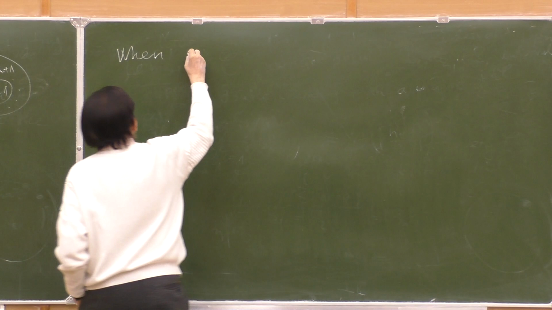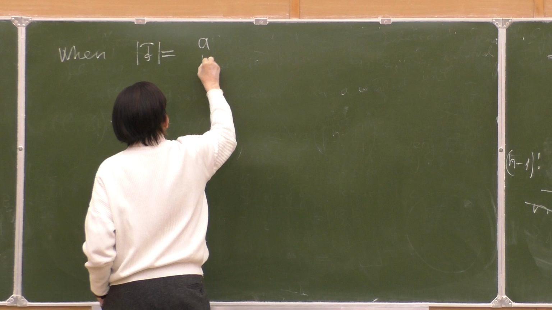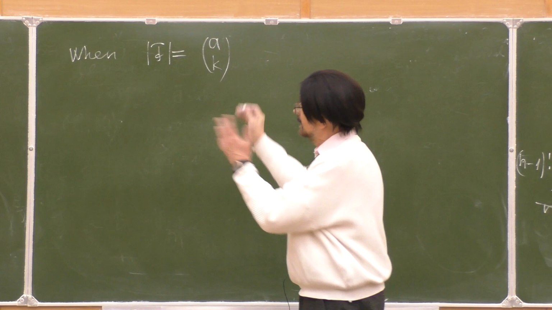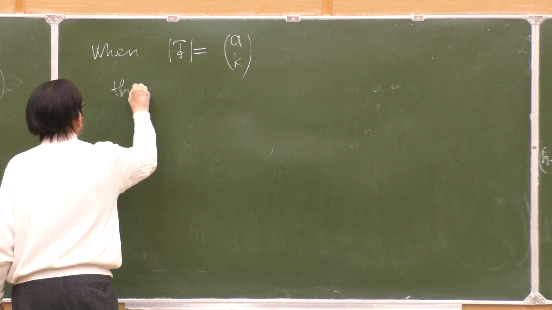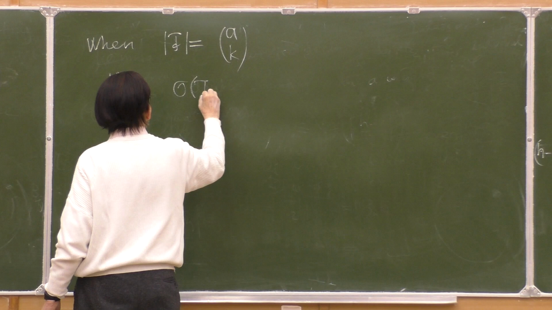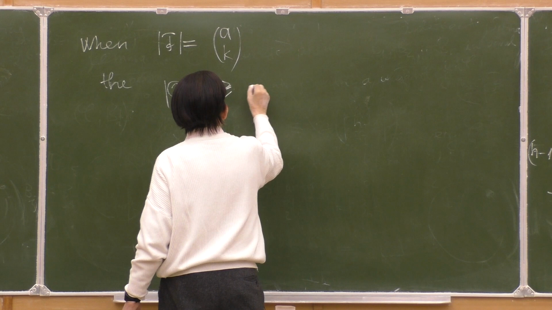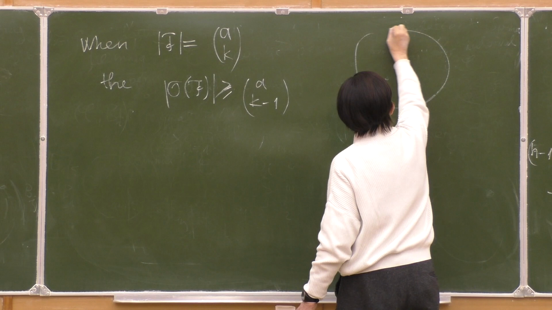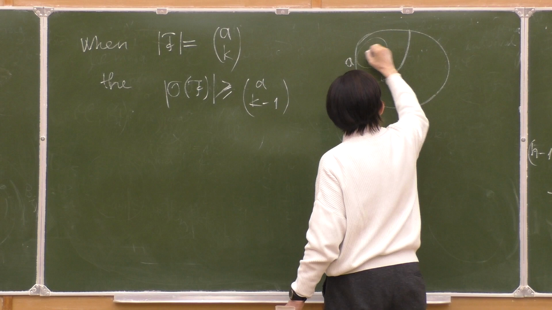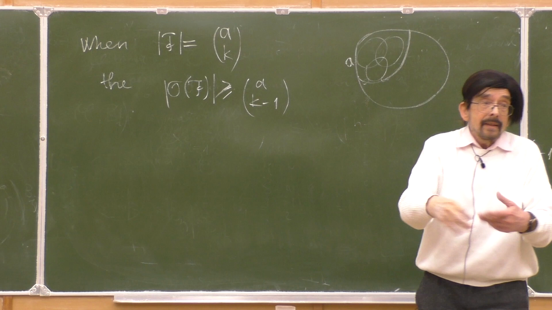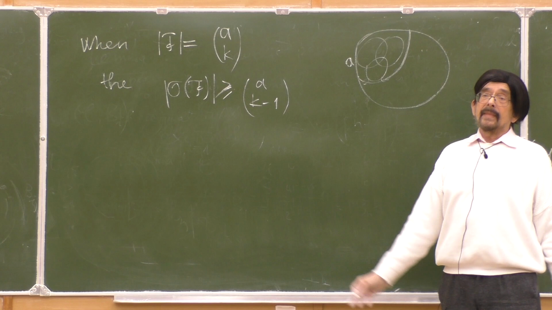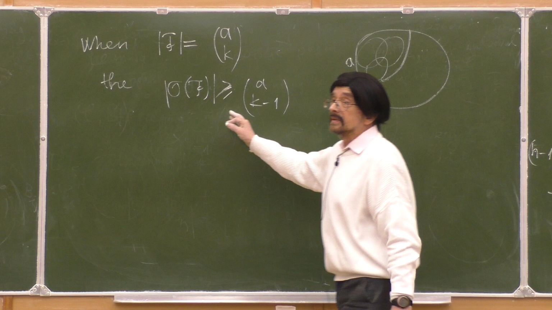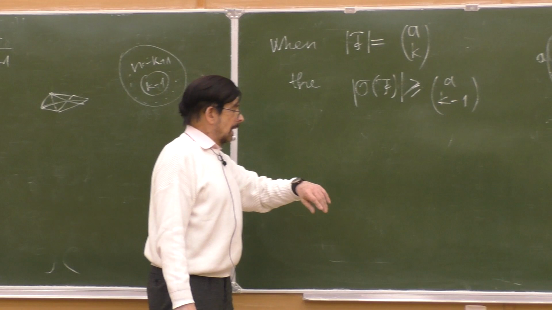When the size of F is equal to a choose k, so it's a nice number, then you take an a element set and all k element subsets, and then deleting the elements one by one, you get all k minus 1 element sets. So you can construct this, and it is true that you cannot have a smaller number than this one. But what happens if we are not so lucky?